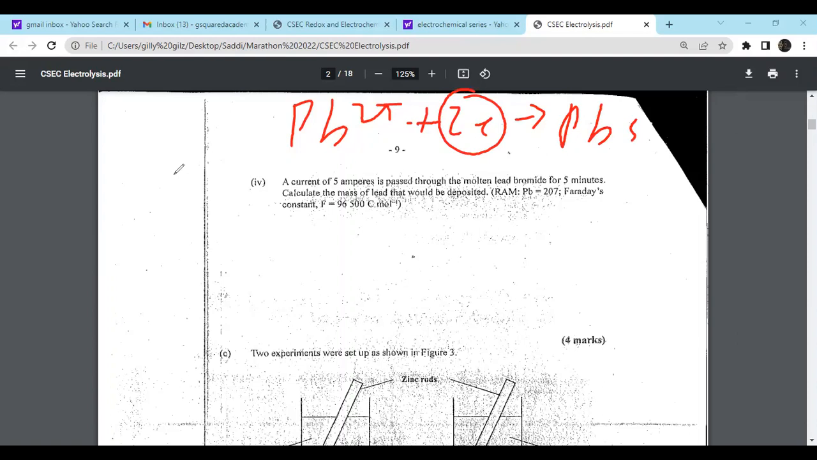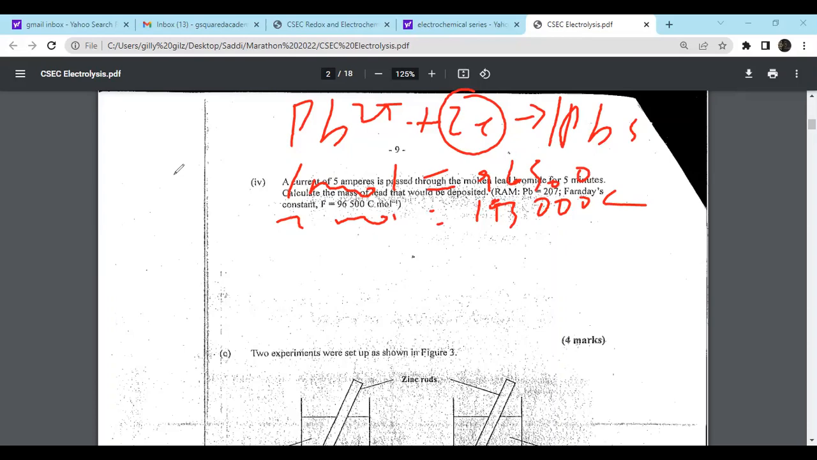Well, Faraday said that 1 mole of electrons is equal to 96,500 coulombs. And I have 2 moles of electrons. So it's going to be equal to 2 times 96,500, which is 193,000 coulombs. Now you ask yourself the question, how much lead was formed in this reaction? Well, the statement said 1 mole of lead. See it right there.